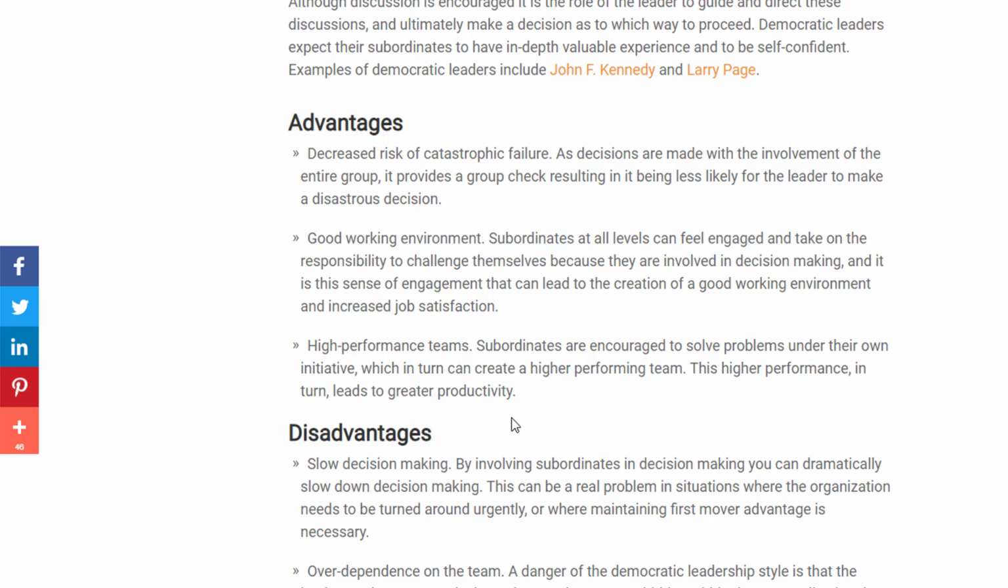Subordinates are encouraged to solve problems under their own initiative, as I said before, which in turn can create higher performing teams. The higher performance in a team in turn leads to greater productivity. So democratic leadership style can lead to greater productivity because people don't feel as oppressed, as restricted as in the authoritarian leadership style. So they are able to freely think outside the box, bounce ideas off each other, off the team, so a final, more substantive idea or decision can be reached in the process.